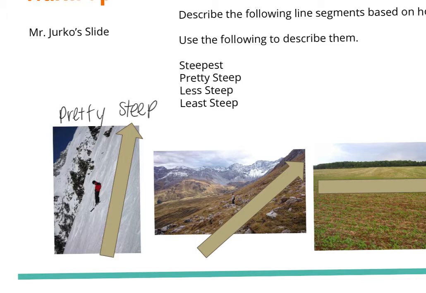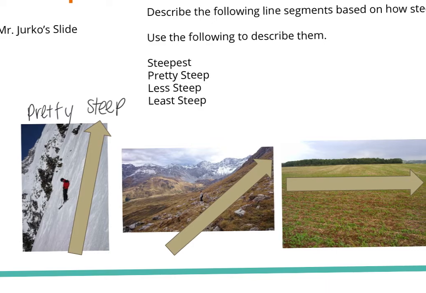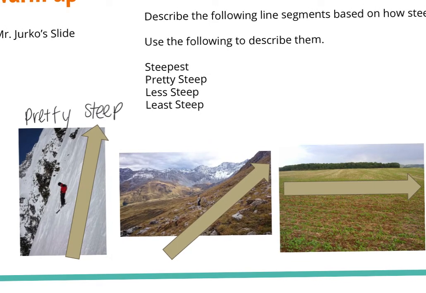I mean, I would not want to ski that, right? That looks really, really dangerous. Okay, what about this one next to pretty steep? What do we label that one? Ashton. Less steep. Less steep, very good.